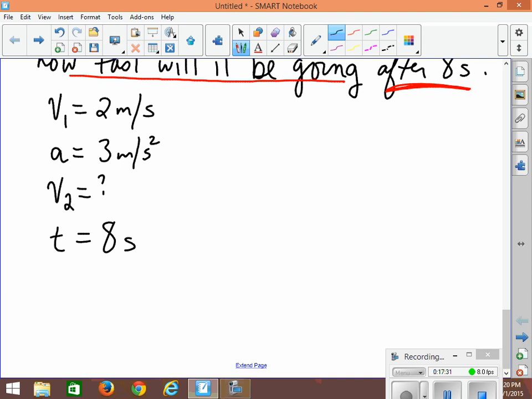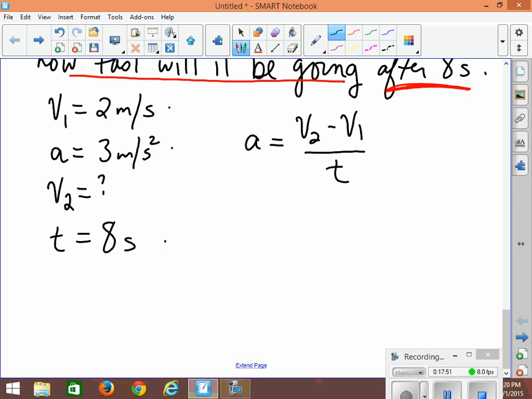All my units are the right ones. They're standard, so I don't have to change anything. But this would be the time to check every one of your units and make sure that they're standard units. And if they weren't, you would have to convert them. And now we still have our little friend, V2 take away V1 over T.